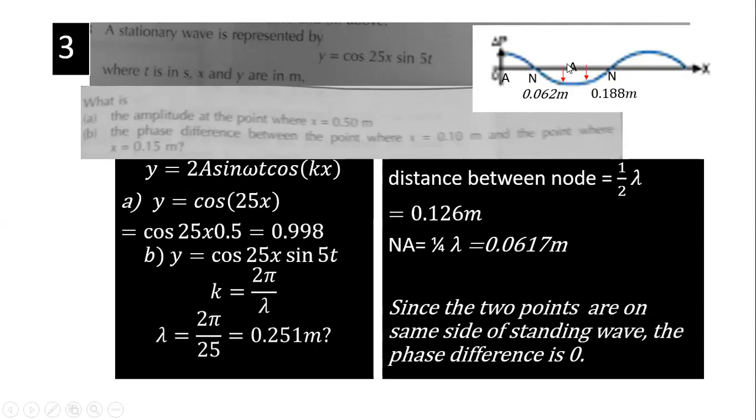This is half a wavelength. This is a quarter wavelength. Right? 0.1, 0.12 is here. Okay, any comment? Gotcha.